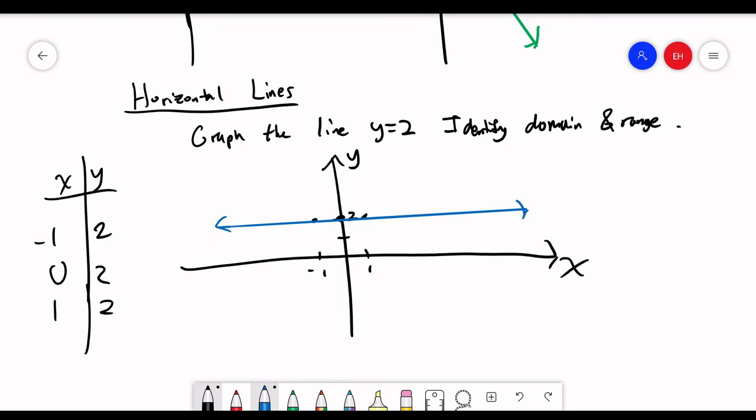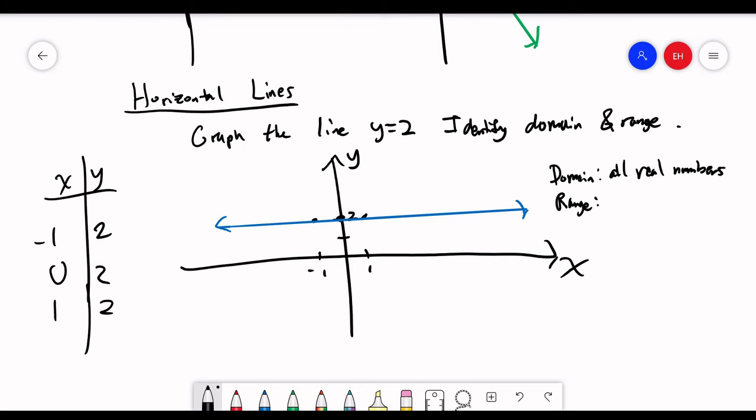And something to note is the slope of this line is 0, and we don't have any x, so there's no number times the x. So that all kind of lines up with what we would expect. So the domain is going to be all real numbers because we can put in any x we want. We can put in any input.